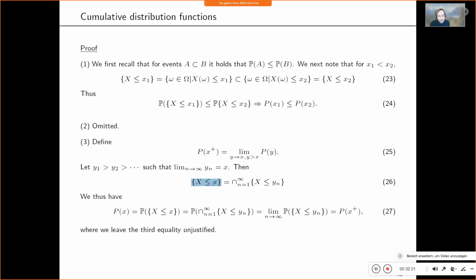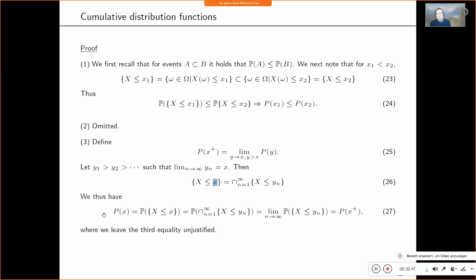Then the event that the random variable is smaller or equal to x corresponds to the infinite intersection of the events that the random variable is smaller than yn. So of course, assume that yn is first very much larger, and then you make it smaller and smaller and smaller, so that you at one point are approaching the small x from the right.